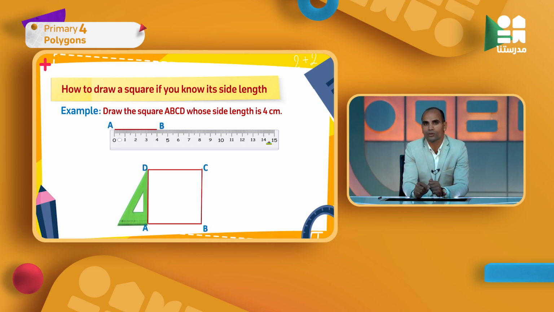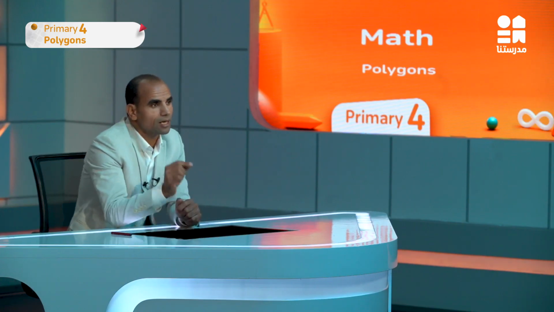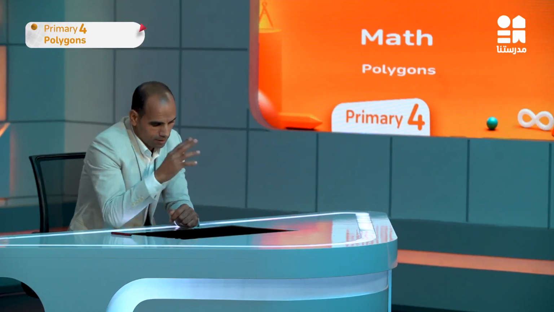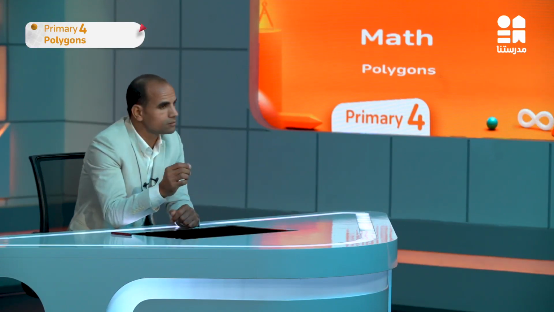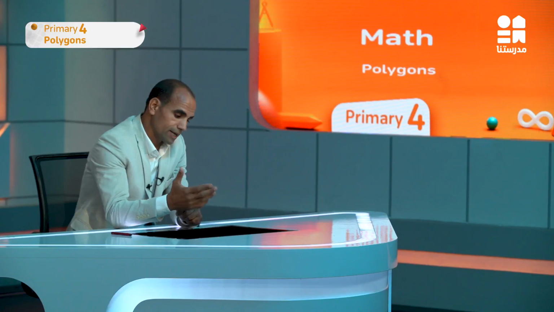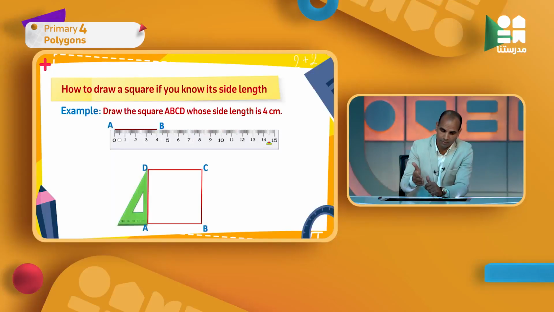To confirm your drawing, be sure that the lengths of the sides of the square are equal. So make sure that AB here is 4 centimeters, then BC must also be 4 centimeters, AD 4 centimeters, CD 4 centimeters as well. So this is how to draw the square.